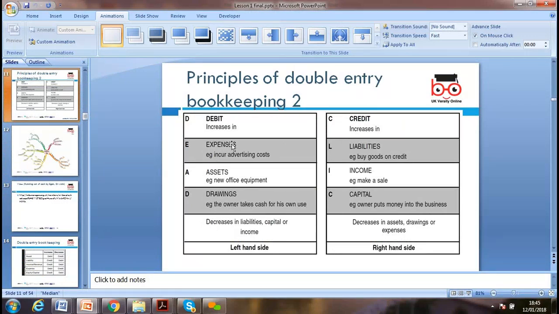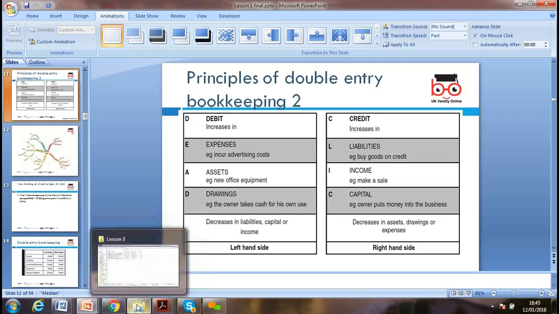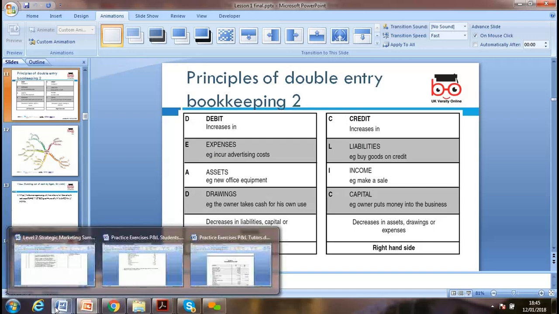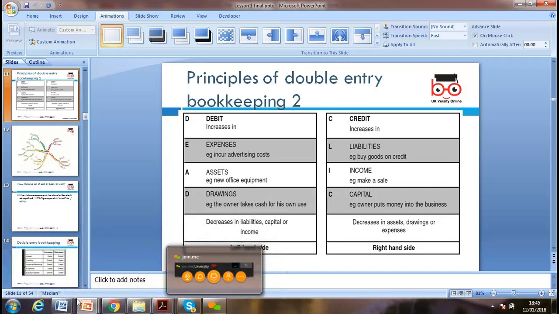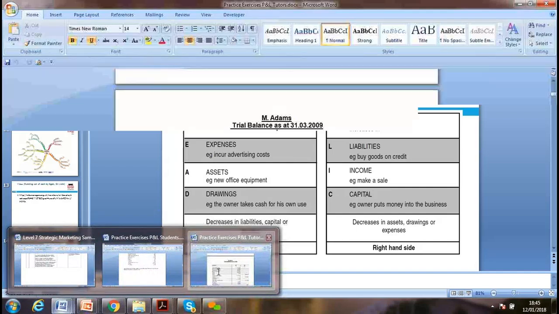Any increase in them is a debit. If we're selling them or reducing them, it will be credit. So C means credit. Liability will be credit, income will be credit, and capital will be credit. So the question we are doing now, we're looking at the debit and credit.